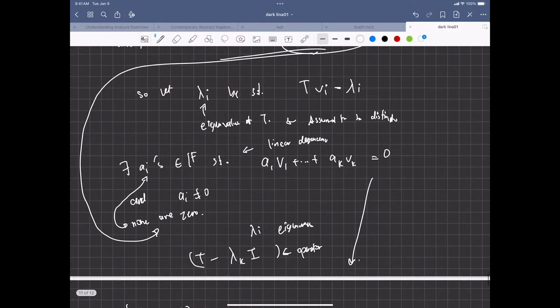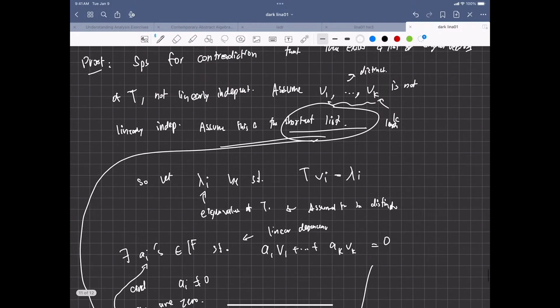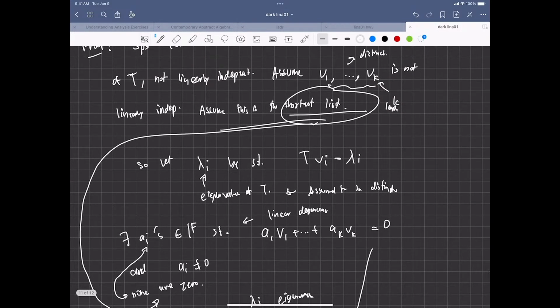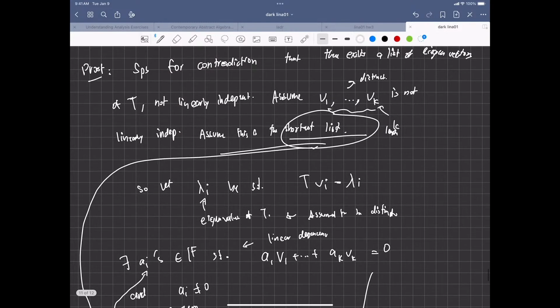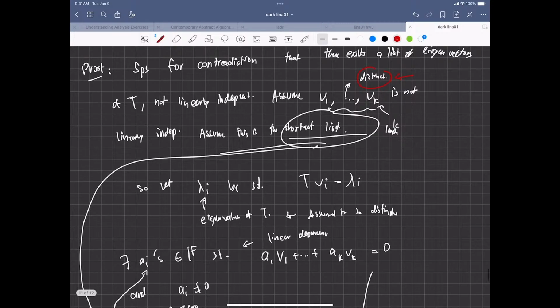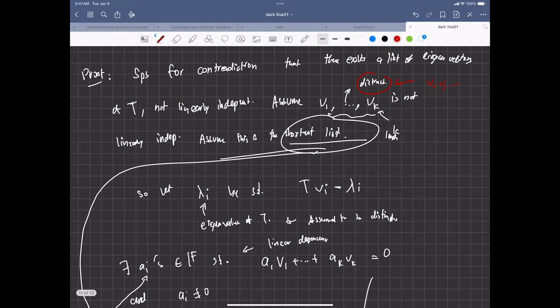I haven't justified why this proof is working and why exactly none of these are 0, and that's probably slightly confusing. There are a lot of assumptions here that you might have issues with, so let's justify why these assumptions are fine. The first assumption made here is that these guys are distinct. Of course, it's not very interesting if you have the same vector a bunch of times, because obviously that's linearly dependent. So we want distinct vectors.